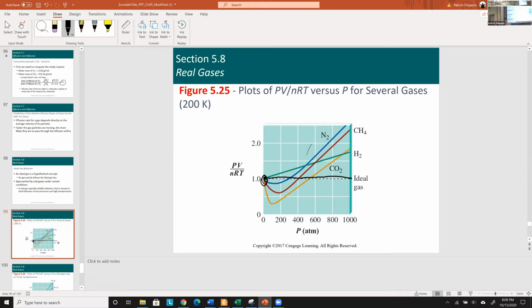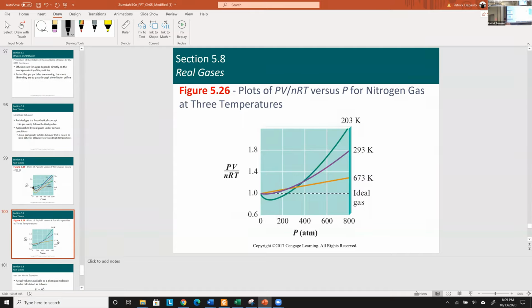But is that 200 Kelvins? With temperature, it changes more if you increase the temperature. Here's a plot of PV over nRT, and here's what I mean by temperature. In this case, you have nitrogen at 3 different temperatures and 3 different lines, and the pressure is increasing like crazy. For nitrogen, if you increase the temperature, it actually gets closer to ideal gas, I guess because it compensates for the pressure increase. But still, it's still crazy. Ideal gas behavior would be good for maybe that range, but anything above that, the pressure really dictates a lot. So just keep that in mind.